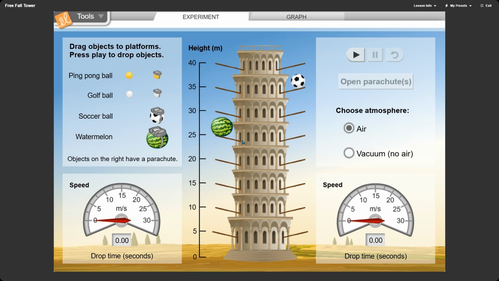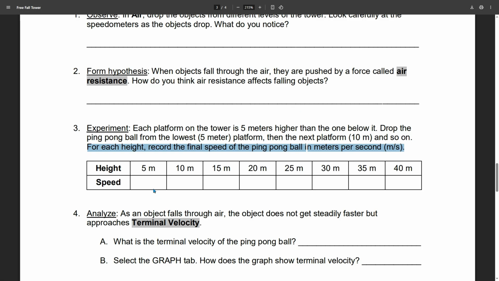For number three, you get your ping pong ball. Start at 5, hit play. Write down this number in the bottom left. If you're doing it on the right side, the number will appear on the right, but I'm doing it on the left. And make sure that when you write it down, it would be 1.13 m/s. You need to have your unit, meters per second.